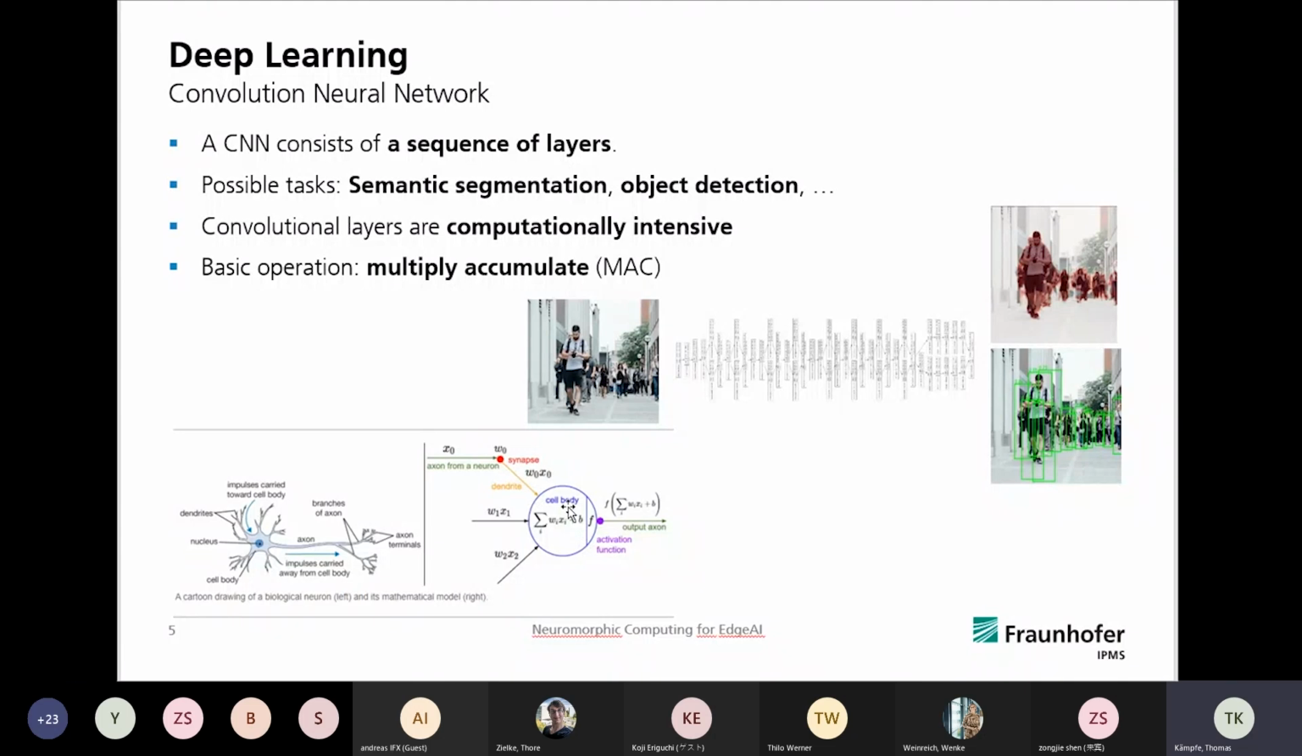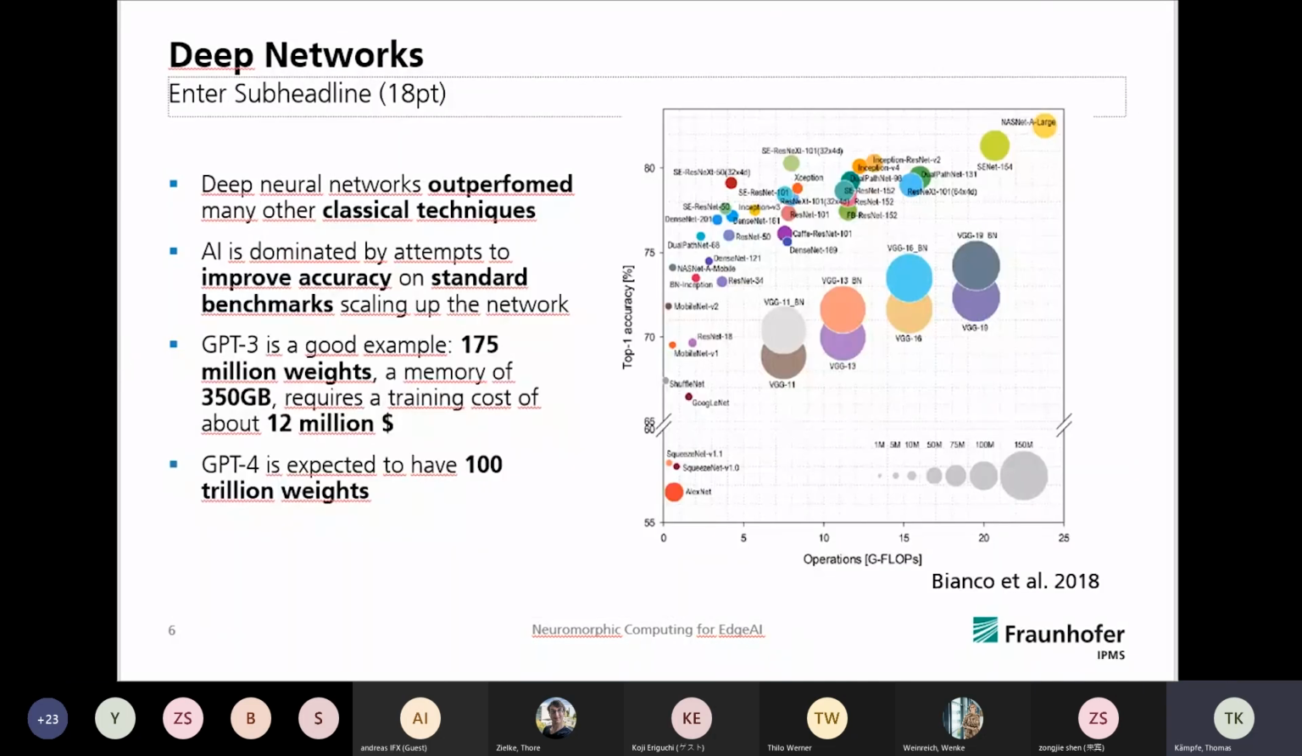Mathematically, this is nothing else than a weighted sum operation or a multiply and accumulate operation. Such a multiply and accumulate operation can be computationally intensive, mainly because we have to call a lot of storage. We have to call a lot of weights, as these neural networks tend to get larger and larger, as we can see here. So deep neural networks evolved over time, outperforming other classical AI techniques like SVM, Markov chain, or decision trees and so on.